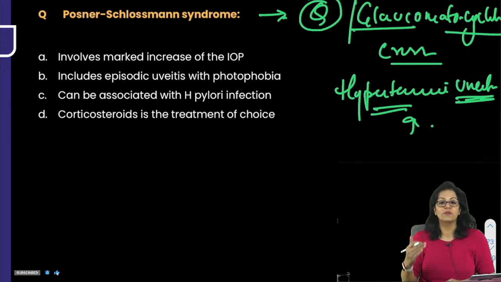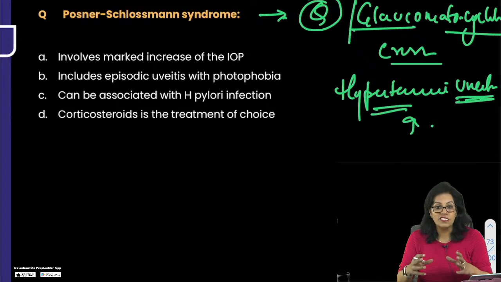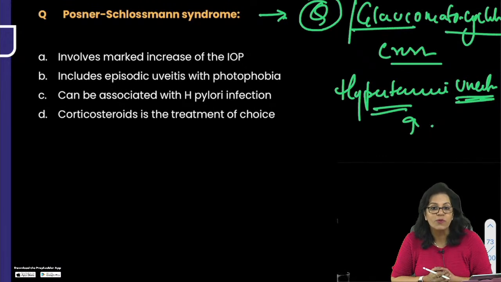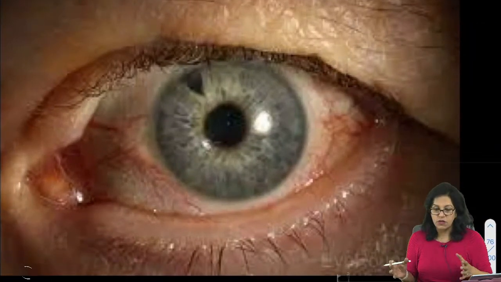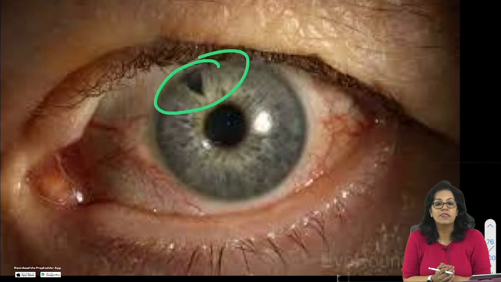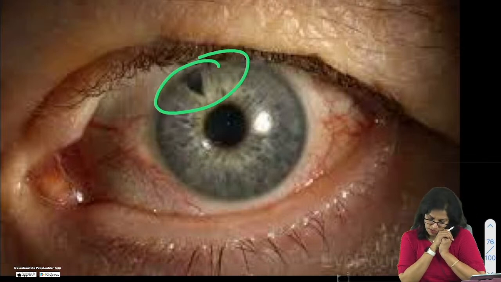Actually, there are recurrent episodes of uveitis, but because the features of uveitis, KPs and all, don't seem to be so much and pressures are very high, it is misdiagnosed as angle closure glaucoma. Okay, that is the reason. See, this is a case of Posner-Schlossman, not a lot of signs seen here. Even the redness in the eye is so mild, and this was a case which has been misdiagnosed as angle closure and already a peripheral iridotomy has been done, but it is not working.